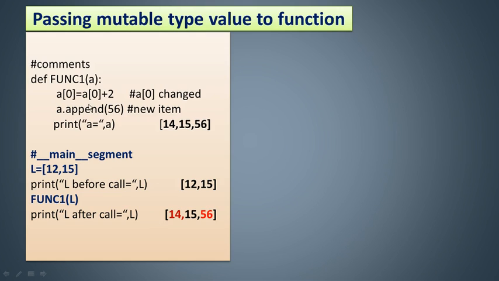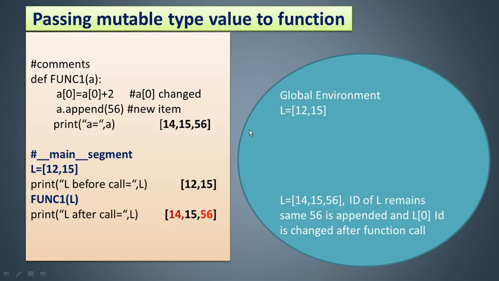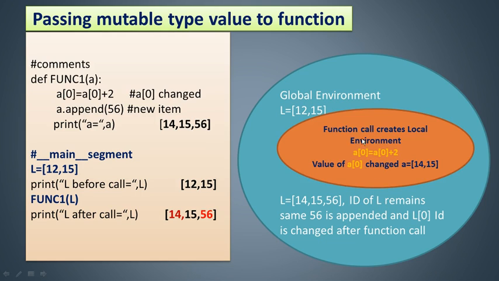This is the case when the elements are changed. So this is the global environment. This is the value of the list before calling, and after calling the values are changed. The id of L remains the same, but inside, the values have been changed. Because we haven't changed the id in the function body, it points to the same address, so we will get the changed value. This is the case where we are changing the value of the list, not the list id itself.